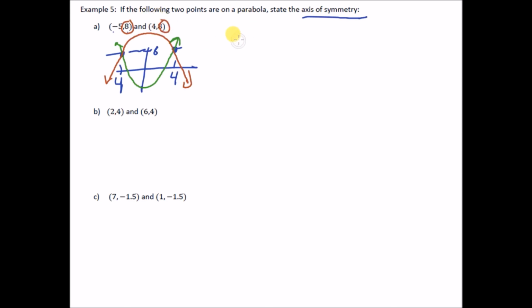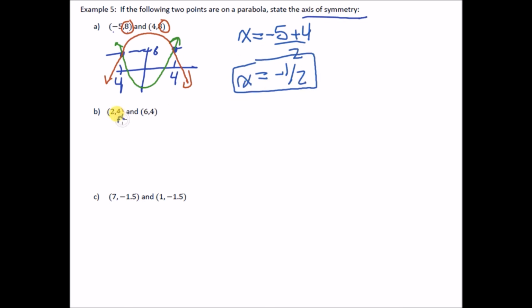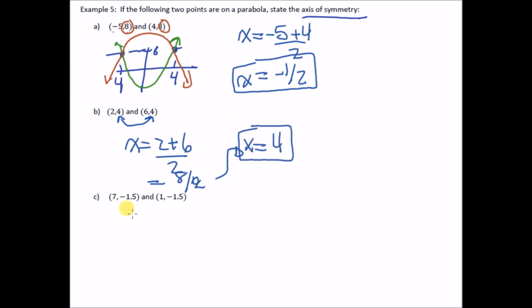Okay, so all we have to do is average out the x's. Just like the midpoint, -5 plus 4 divided by 2, I get -1/2. And that's the axis of symmetry. Okay, we can recognize that these y coordinates are both 4, so all we have to do is average out 2 plus 6. 6, 7, 8. 8 divided by 2 equals 4. So x equals 4 is our axis of symmetry.